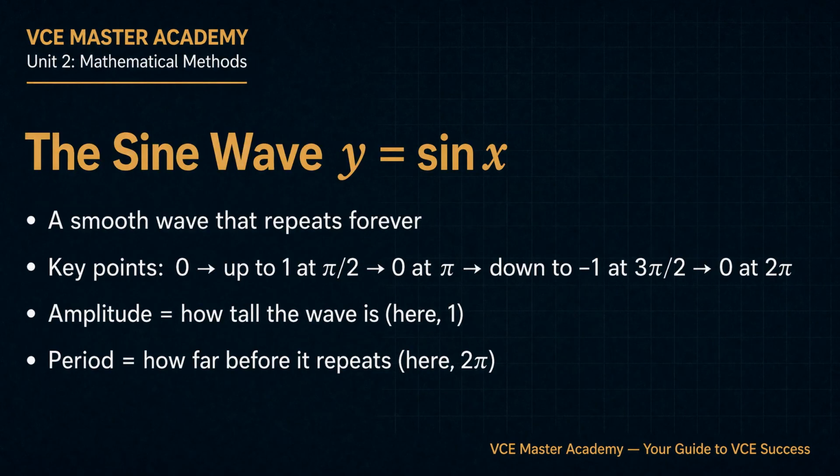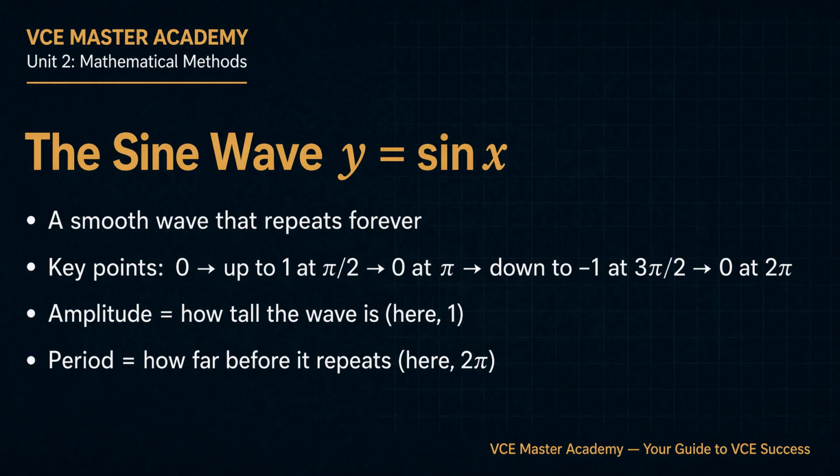Let us start with the sine graph, y equals sine x. Imagine a point traveling around the unit circle, and we track its height as it goes. That height, plotted against the angle, traces a smooth wave. It starts at 0. It rises to its highest point, 1, at pi over 2. It comes back to 0 at pi. It dips down to its lowest point, minus 1, at 3 pi over 2. And it returns to 0 at 2 pi. Then it repeats forever.